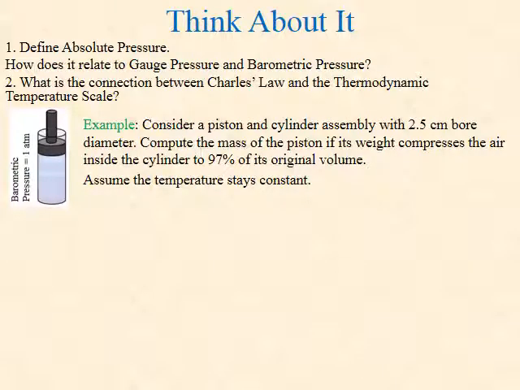Here are some questions to think about. 1. Define absolute pressure. How does it relate to gauge pressure and barometric pressure? 2. What is the connection between Charles' law and the thermodynamic temperature scale? But if you prefer something more interesting, here is this one. Consider a piston and cylinder assembly with 2.5 centimeter bore diameter. Compute the mass of the piston if its weight compresses the air inside the cylinder to 97% of its original volume. Assume the temperature stays constant.